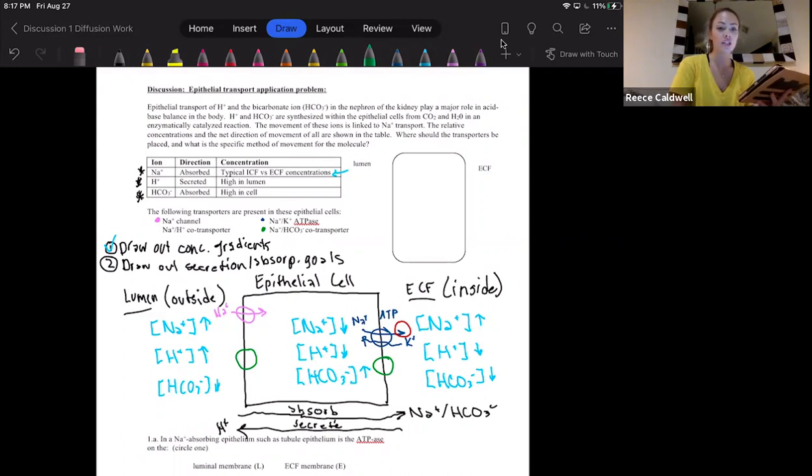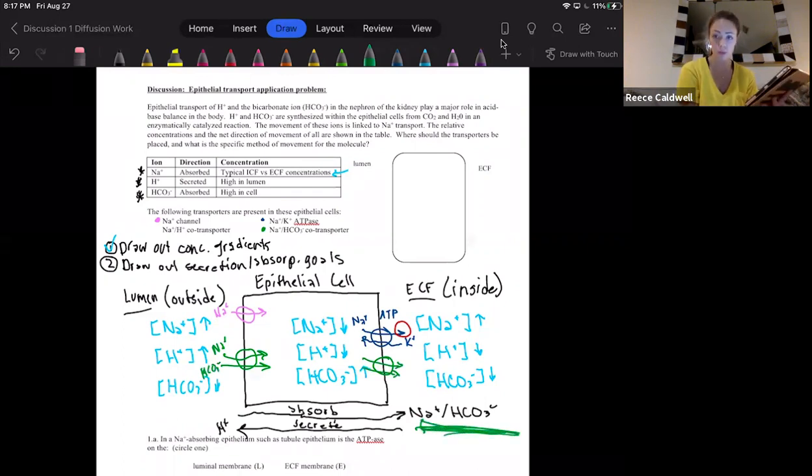So a co-transporter, and we decided it's a symport because they're both moving in that direction. That means our arrows will be going this way. So our sodium will be coming in and our bicarbonate will be coming in. Same thing on this side, symports move in the same direction, and we know we want to move them in the absorption direction due to our arrows. We can draw it here on this side as well.